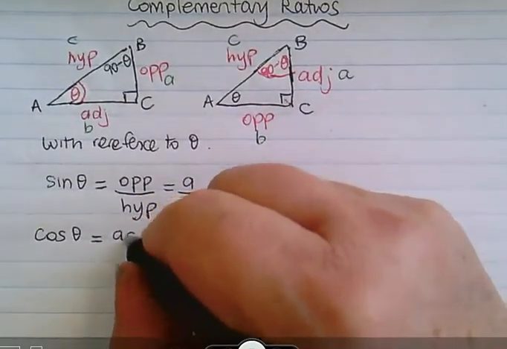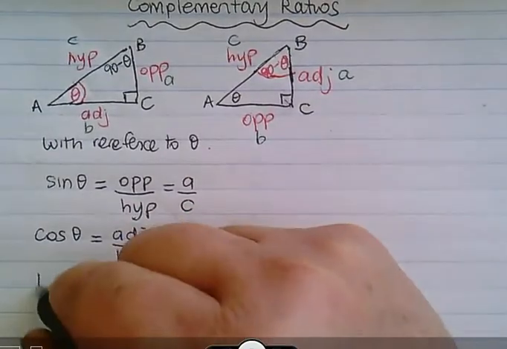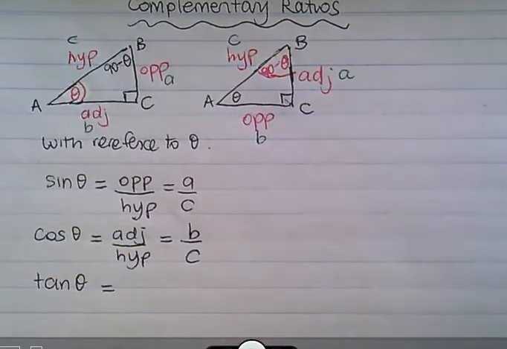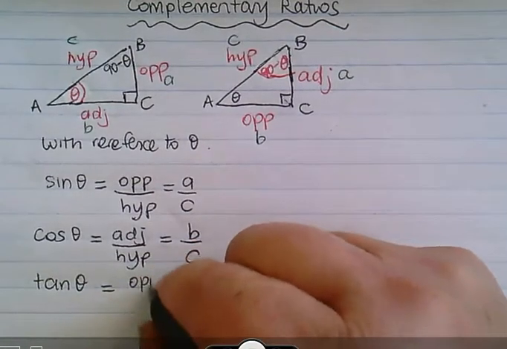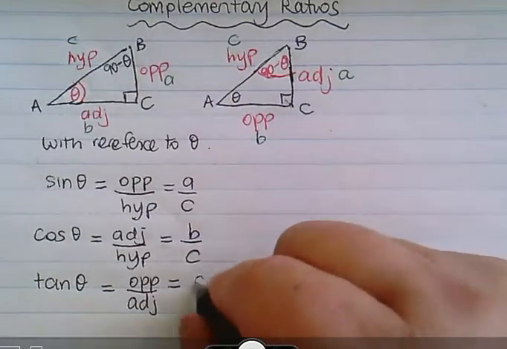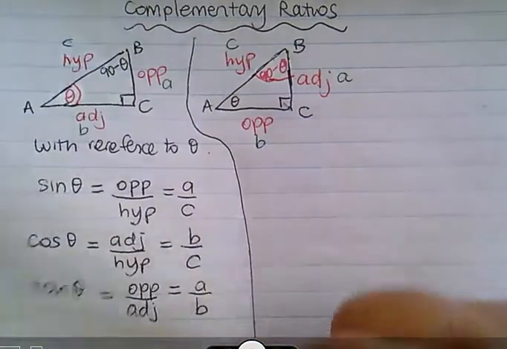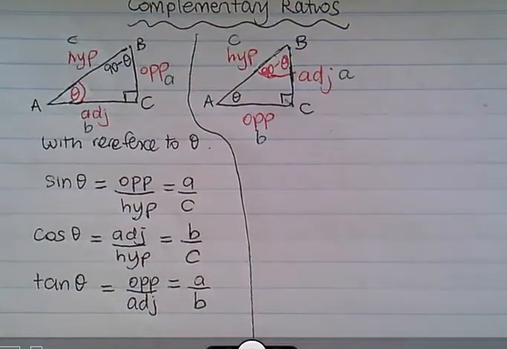Adjacent over hypotenuse, which is B over C. Tan theta is opposite over adjacent, which is A over B. Now, I've got to do the 6 ratios.